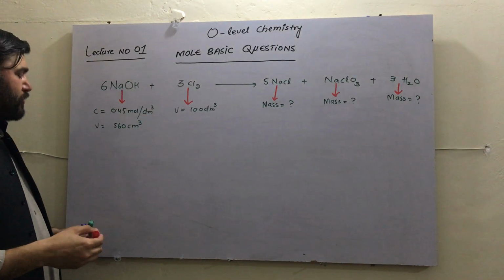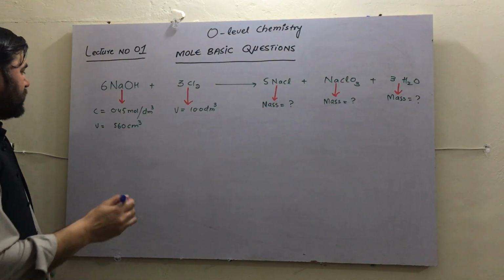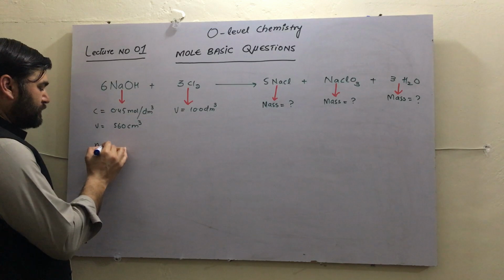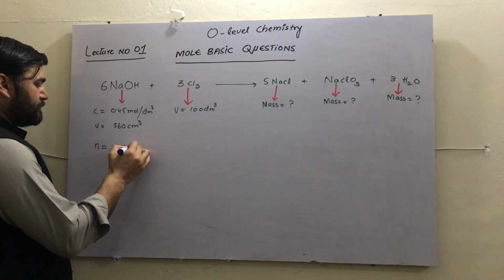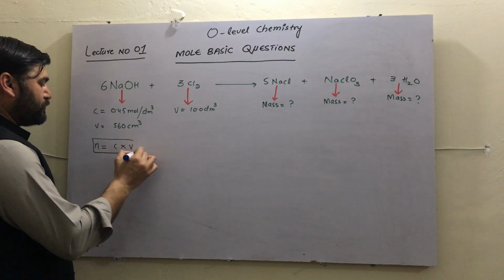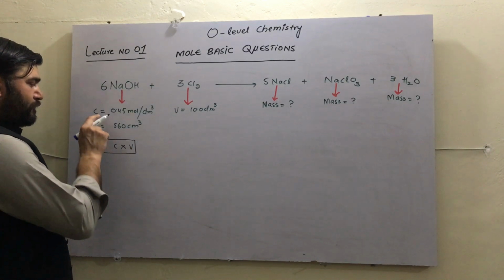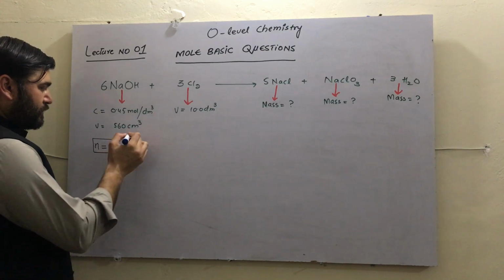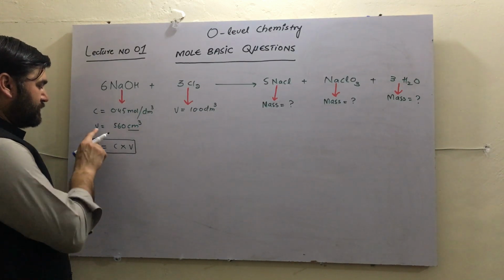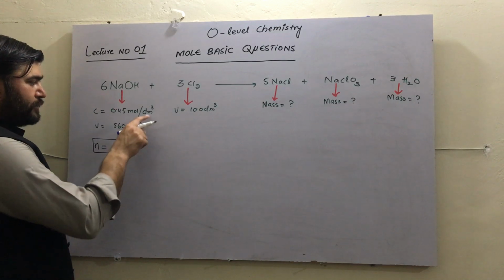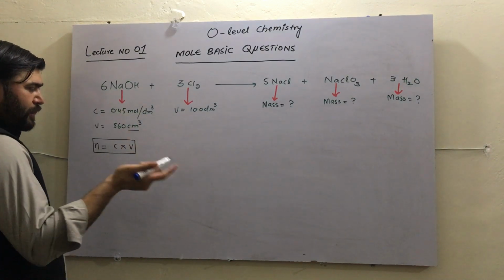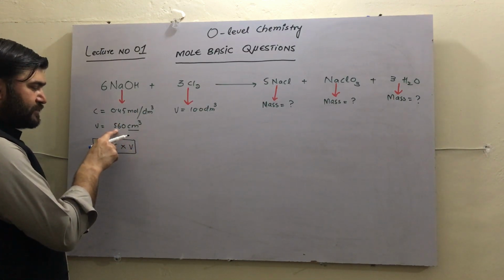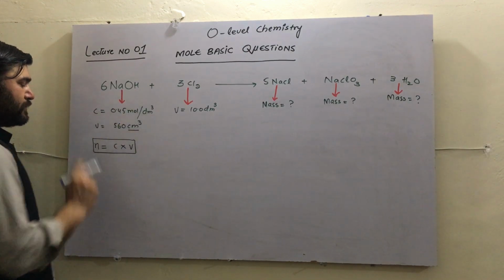You need to know some of the most important things in this question. First of all, the concentration and volume are given, so you need one more formula: n is equal to concentration multiplied by volume. This formula is used to find the number of moles from concentration and volume. One more important thing here is that the volume is given in centimeter cube. You need to convert it into dm cube. How do we convert centimeter cube into dm cube? Simply we divide 560 centimeter cube by 1000.